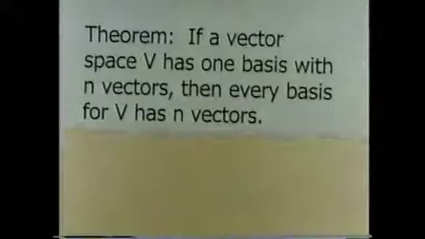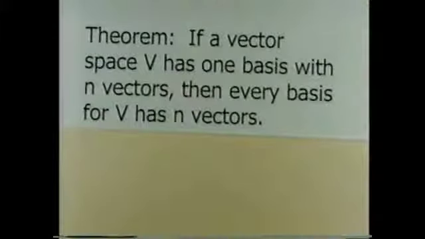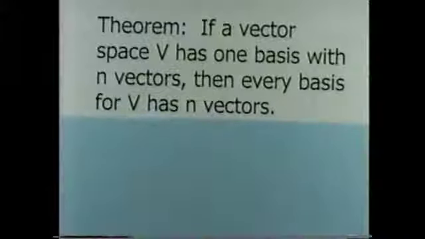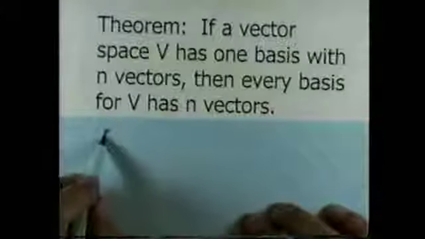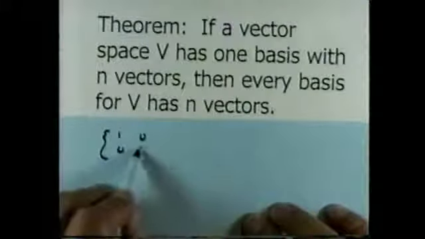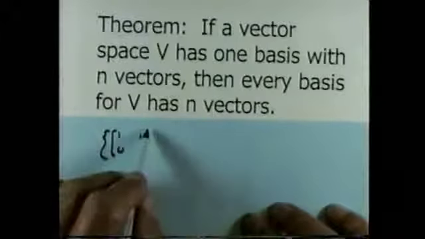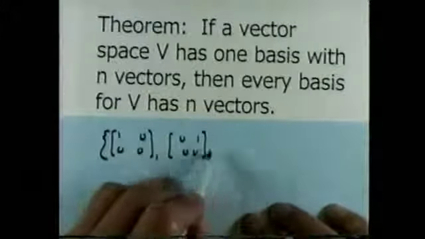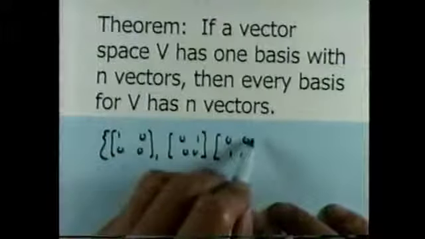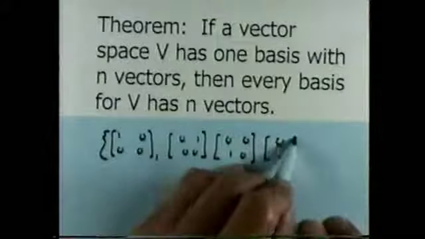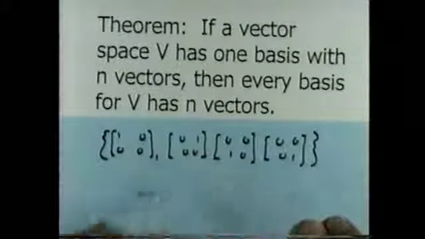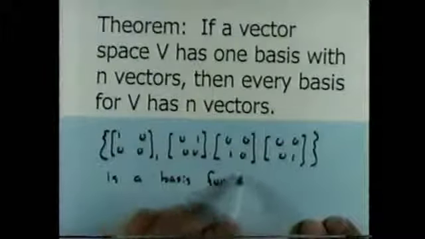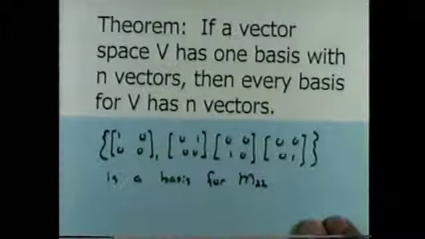Now, if we'd already presented this one prior to the example of M22, I wouldn't have had to do any work. I could have simply presented it with M22, because I know that the set 1, 0, 0, 0; 0, 1, 0, 0; 0, 0, 1, 0; 0, 0, 0, 1 is a basis for the set of all 2 by 2 matrices.